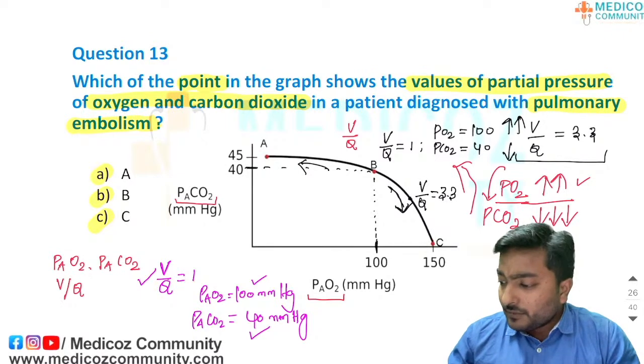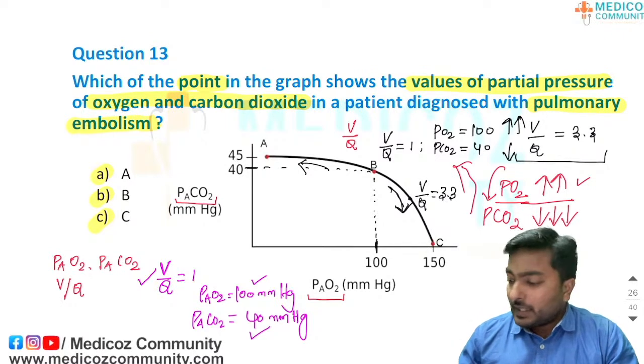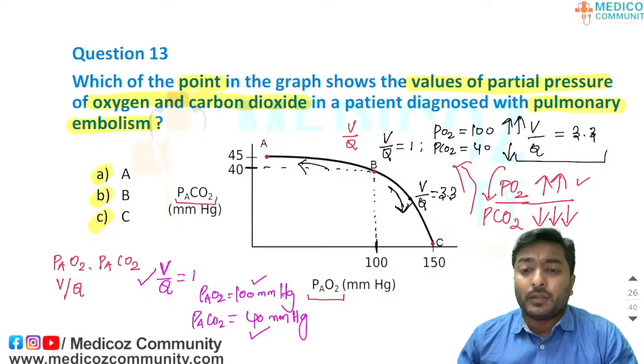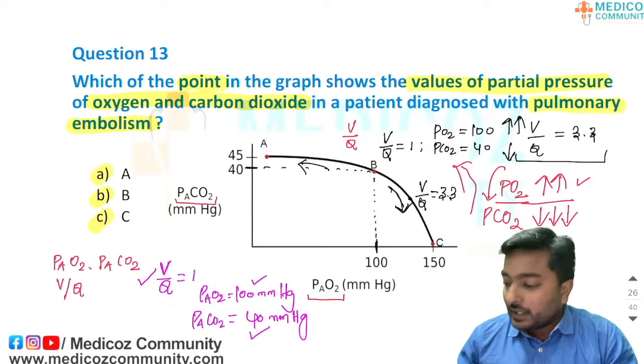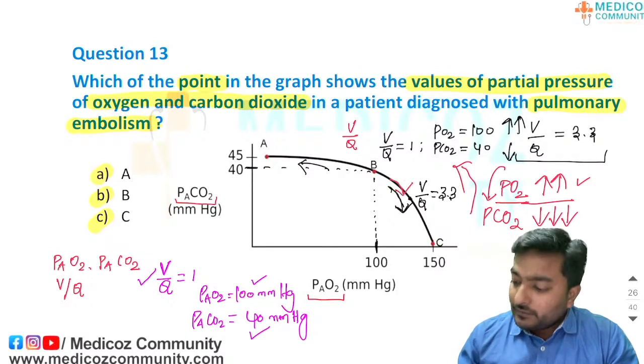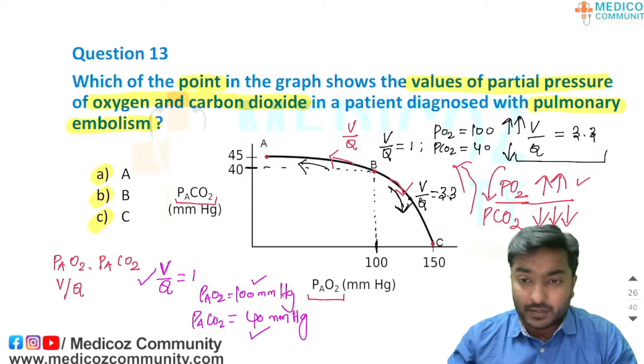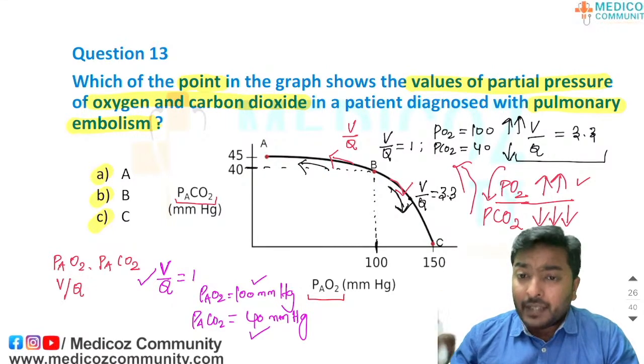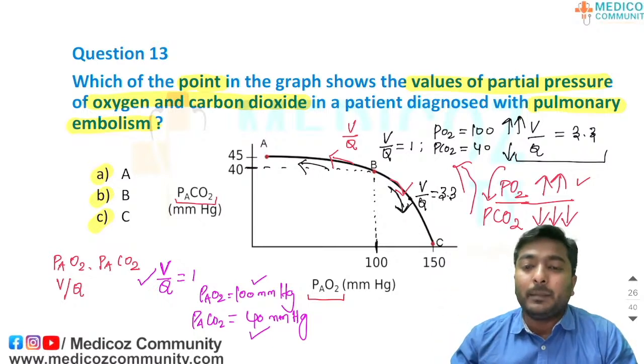So we can come to a conclusion that if the V by Q ratio is greater than 1, the graph will move downwards. If the V by Q ratio is less than 1, the curve moves upwards, and the PO2 values will decrease and the PCO2 values will become equal to that of the PCO2 entering the arterial end of the pulmonary capillaries.